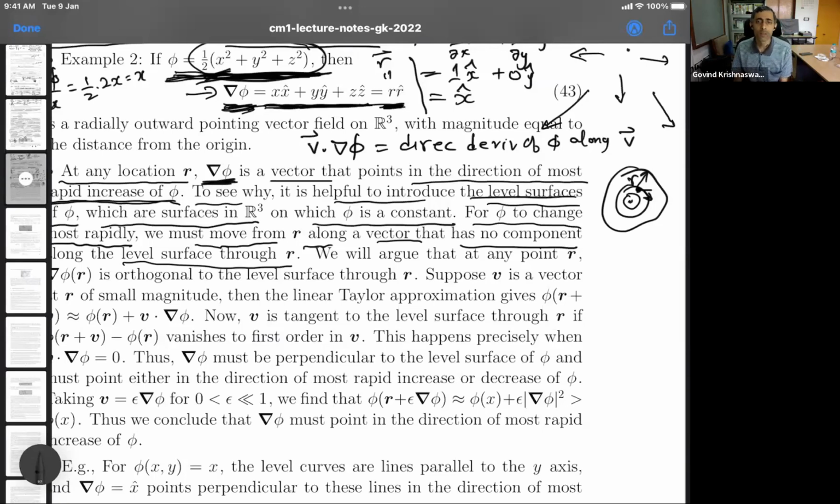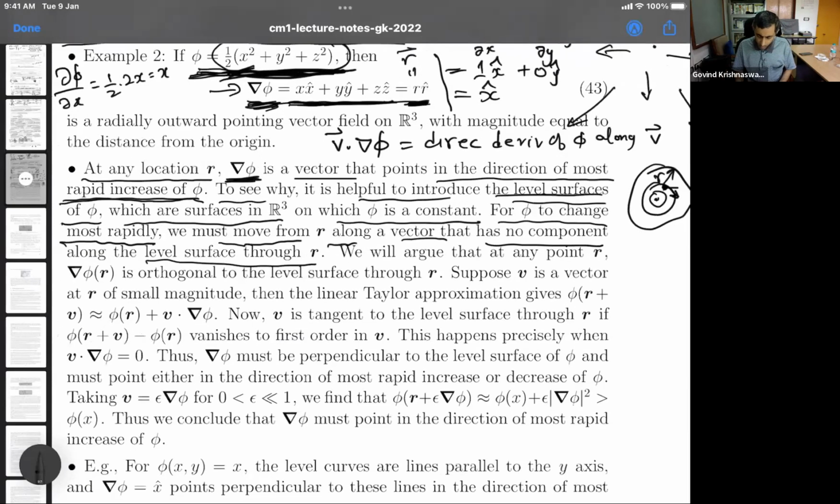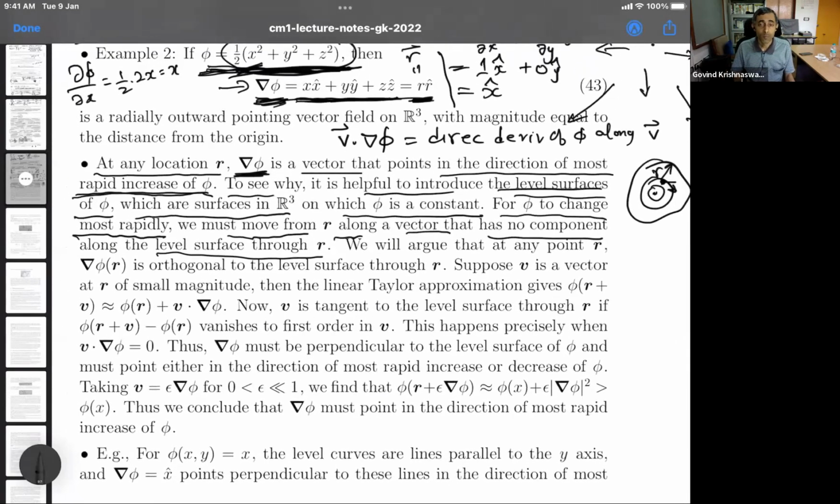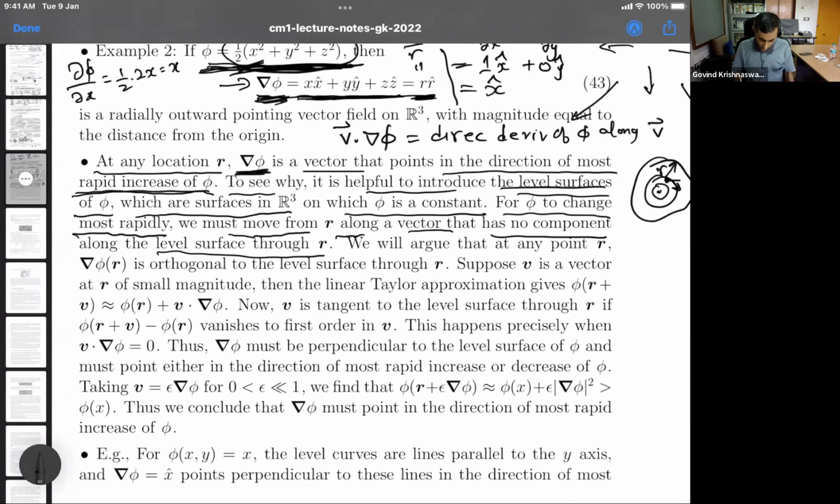But there are usually such exceptional points or exceptional places where the level surface turns out to have lower dimension. That can happen. Is that understood? Okay, so let me proceed with this argument.